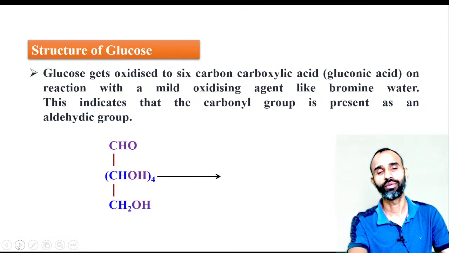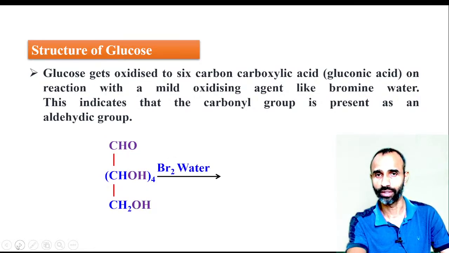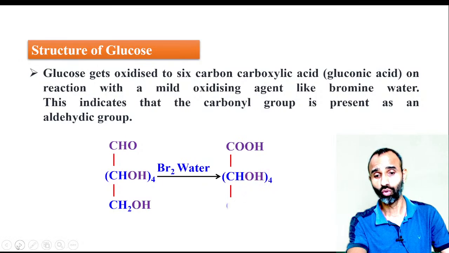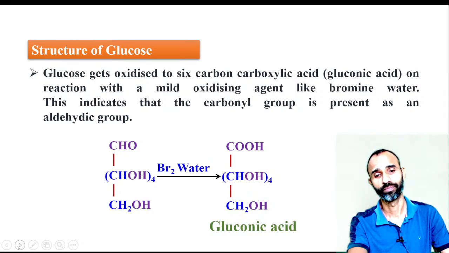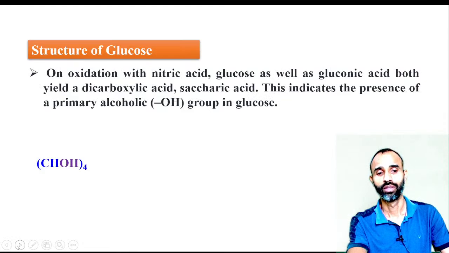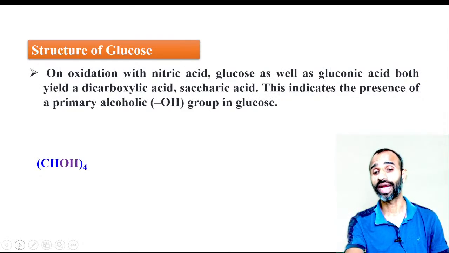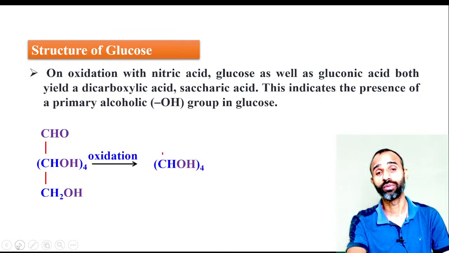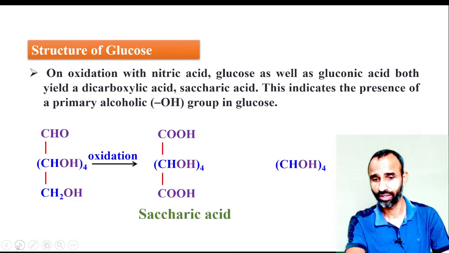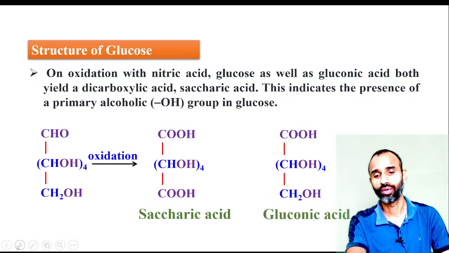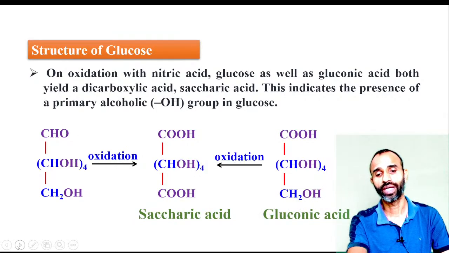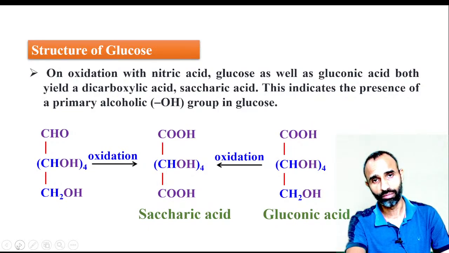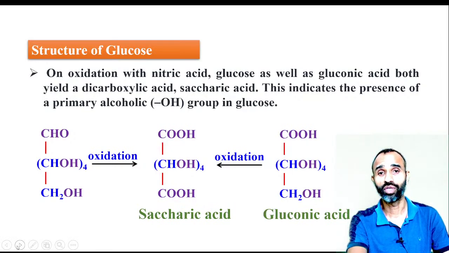Suppose when it is treated with bromine water, that is a mild oxidizing agent, we get gluconic acid. If we oxidize it with nitric acid, that is a strong oxidizing agent, it gives a dicarboxylic acid, that is saccharic acid. So it indicates that glucose as well as gluconic acid both will give saccharic acid when we treat it with nitric acid.